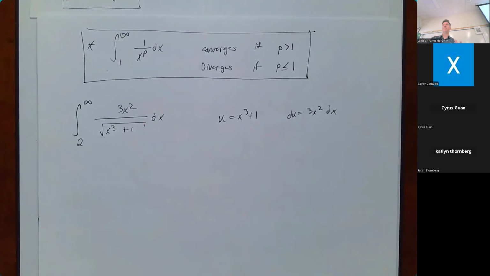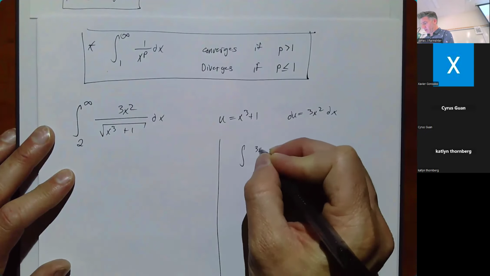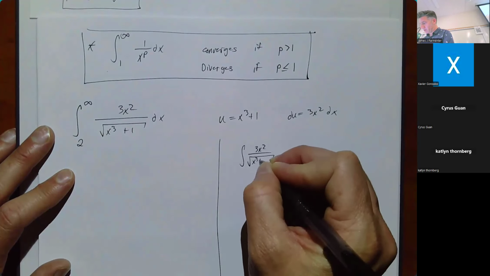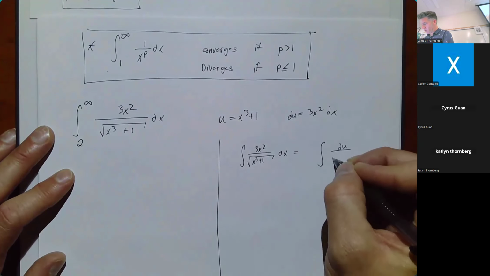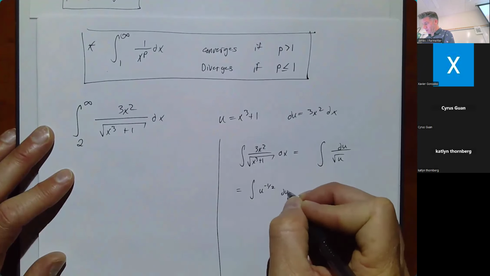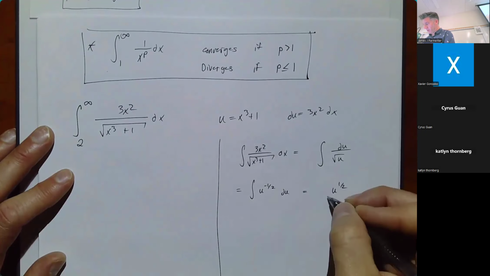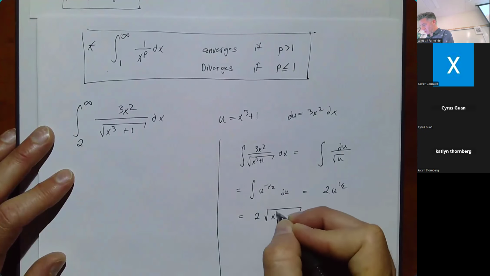I know in the past, I've usually said I think it's a good idea to change your limits of integration when you do a u sub. This is an exception to that. When it's improper, I would usually not change my limits of integration. I would do the indefinite integral first and say that the indefinite integral of 3x squared over the square root of x cubed plus 1 dx is equal to the integral of du over the square root of u, which is going to be the integral of u to the negative 1/2 du, which is u to the positive 1/2 divided by 1/2. And then we're going to get 2 times the square root of x cubed plus 1.